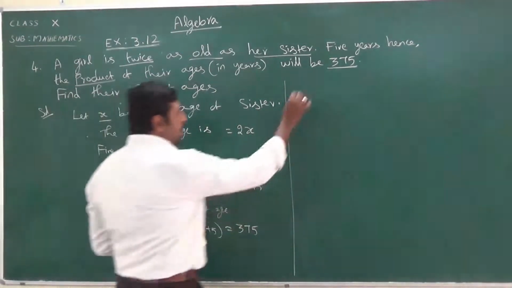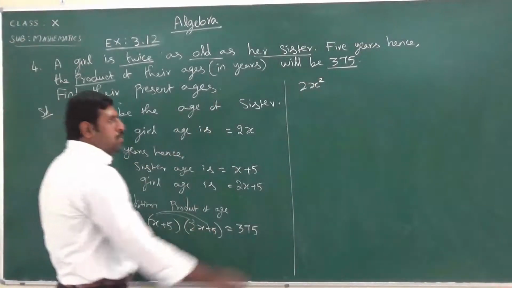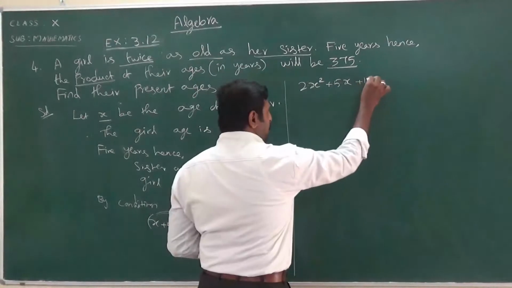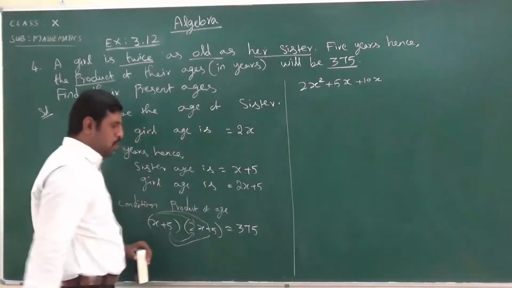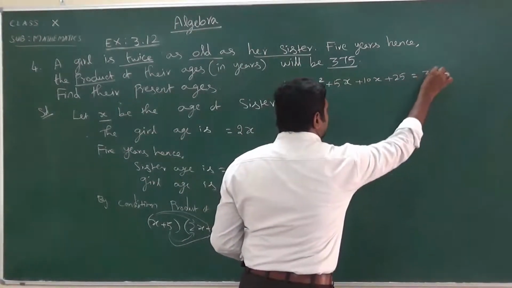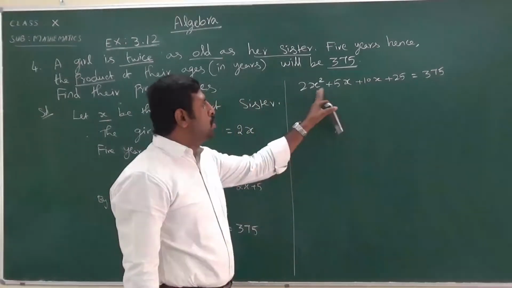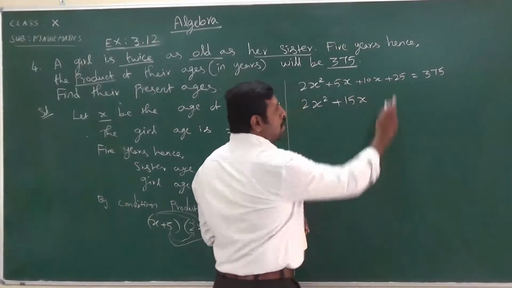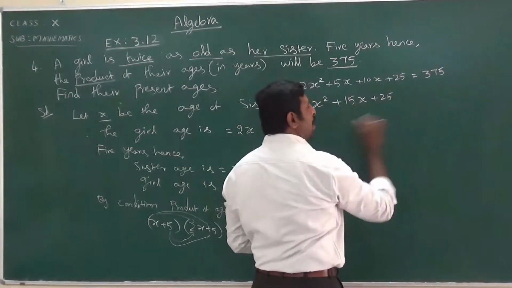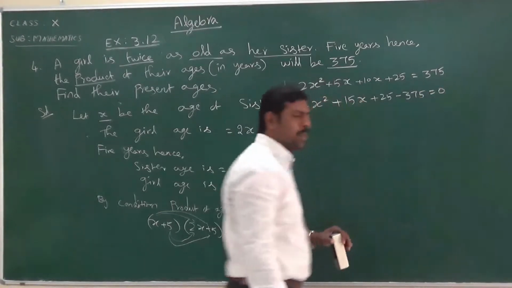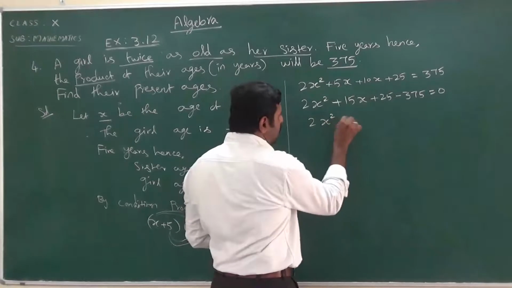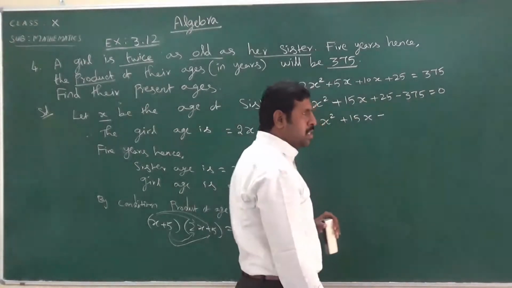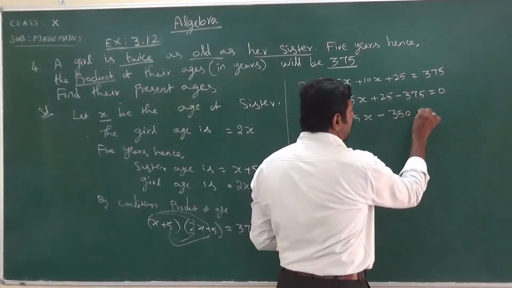x into 2x is 2x squared. x into 5 is 5x. Then 5 into 2x is 10x. Then 5 into 5 is 25. Plus 25 is equal to 375. Now 2x squared, here we have 5x and 10x, the sum of which is 15x. Here we have 25. I take this 375 to the LHS, we get minus 375 equal to 0. Now subtract: 2x squared plus 15x, minus 375 plus 25, that is 375 minus 25, is 350, equal to 0.